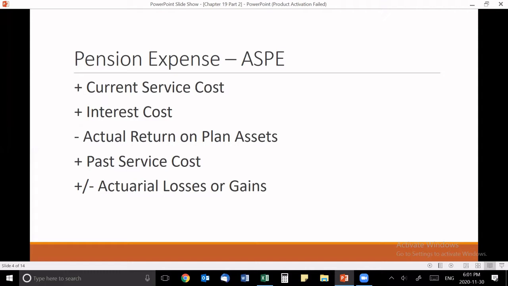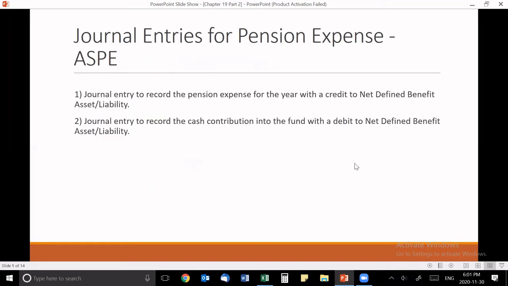Then you're going to subtract your actual return on plan assets. You're going to add your past service costs, and you're going to add your actuarial losses to your pension expense or subtract your actuarial gains to your pension expense. So I just want to show you another setup on how to do the pension expense.